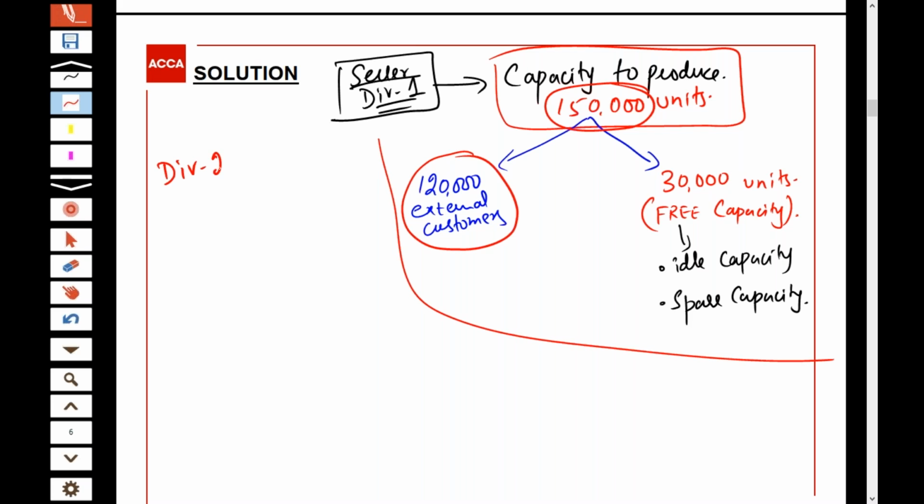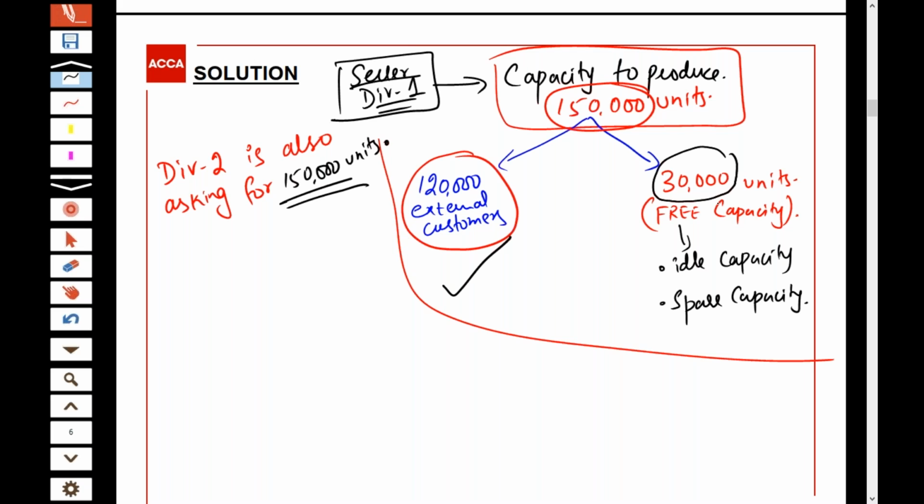Division 2 is also asking for 150,000 units. Imagine if division 1 will transfer the entire 150,000 units, then it will be losing these external customers. These 30,000 units are at the free capacity.